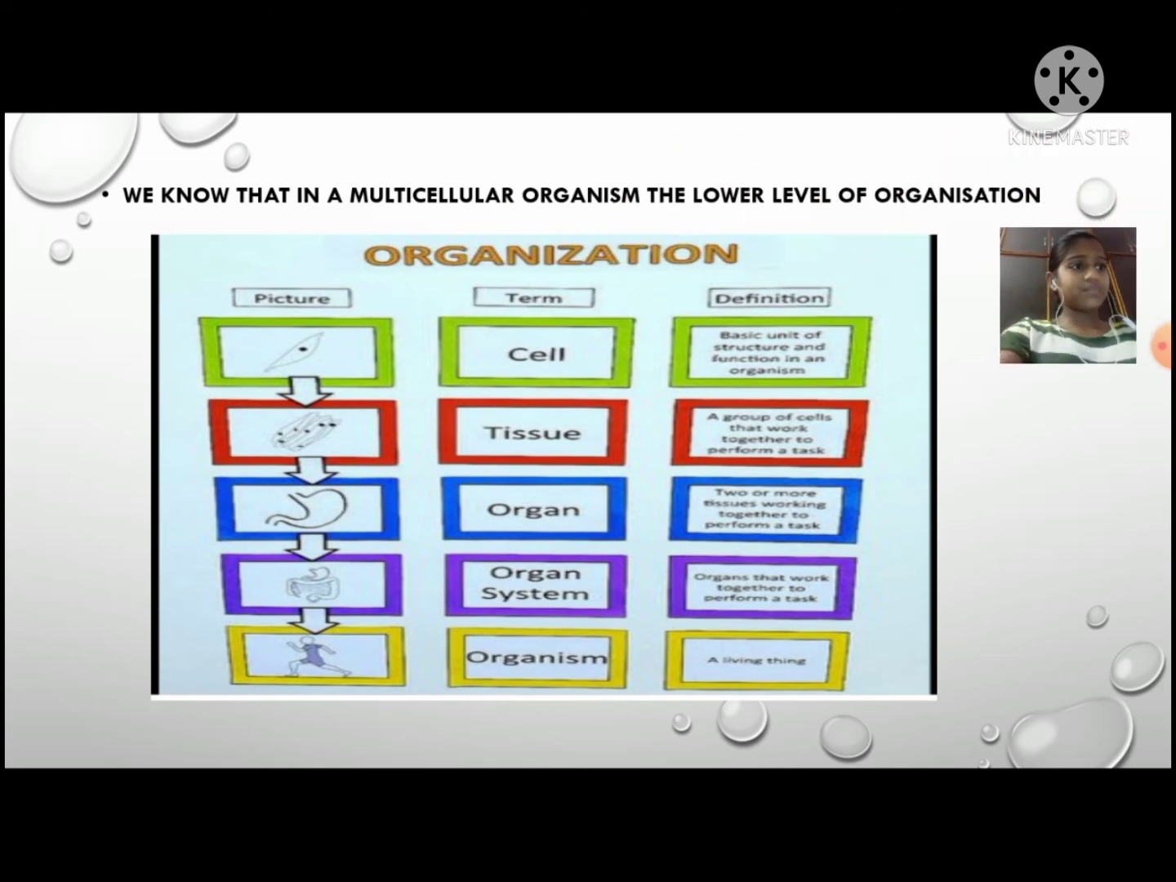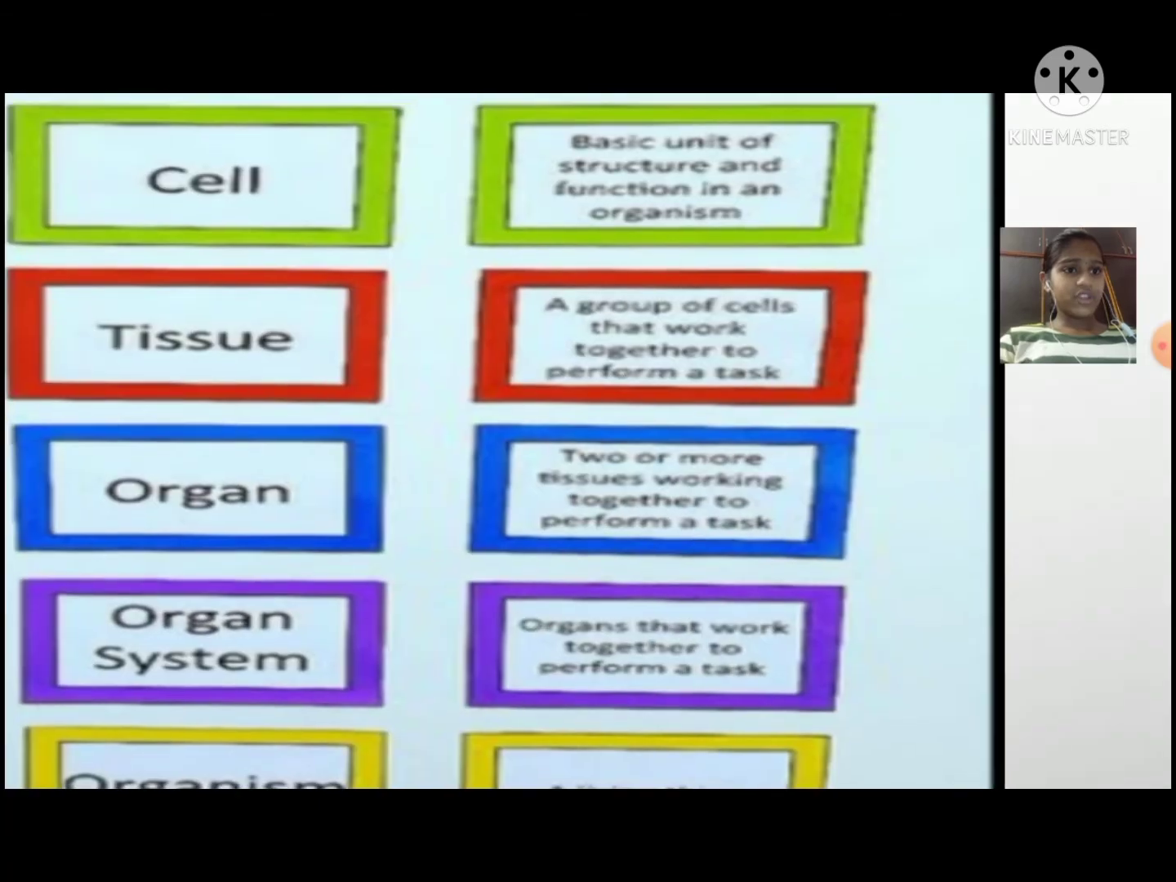Just a second. Yeah, we know that in a multicellular organism, the lowest level of organization is a cell. Here you can see the organization picture, the term and the definition. Cells form tissues, a group of tissues form organs, a group of organs forms an organ system, and a group of organ systems wholly forms an organism. Here the definitions are also there. Term: cell. Definition: the basic unit of structure and function in an organism. Let me zoom in.